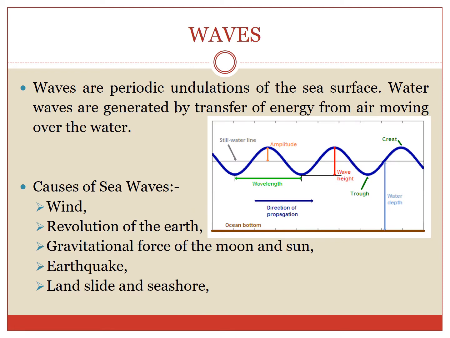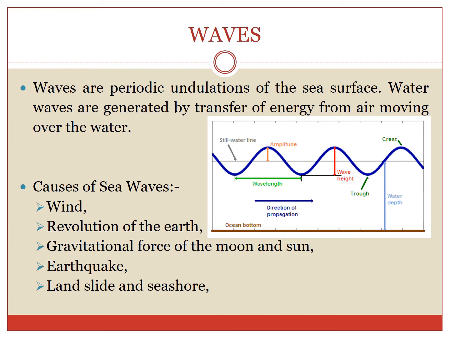Now let us move to the definition of waves. Water waves are generated by the transfer of energy from air moving over the water surface. These are the periodic undulations of the sea surface. See the figure. Here we are able to see the wavelength of each of the waves that is transmitted towards the seashore.